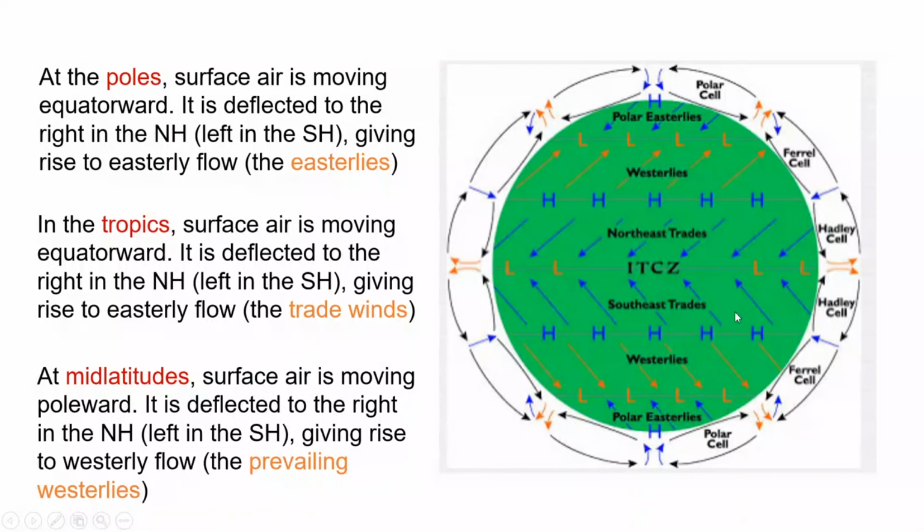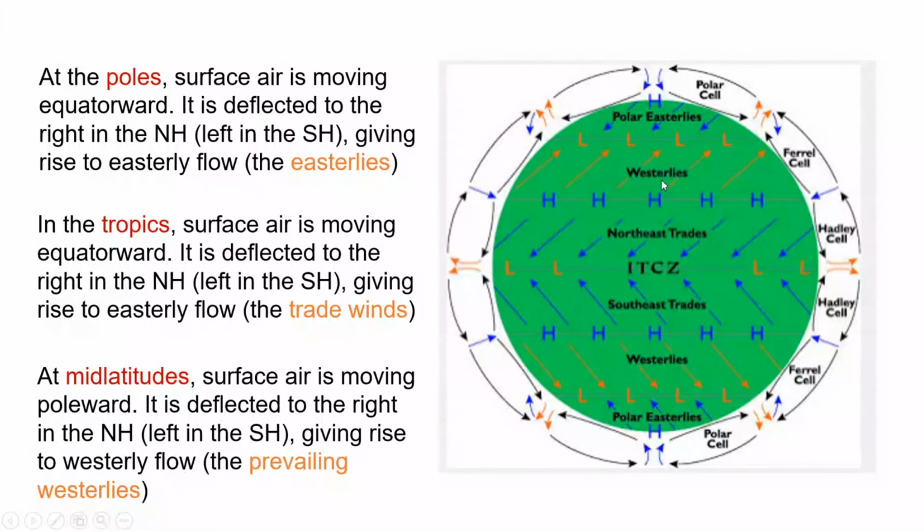Similarly, in the southern hemisphere, these trade winds, because of the Coriolis forces, flow in the southeast direction. So they are called southeast trades. So these are called the trade winds. In between, there are the westerlies.